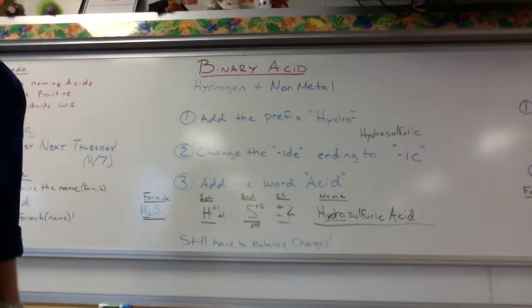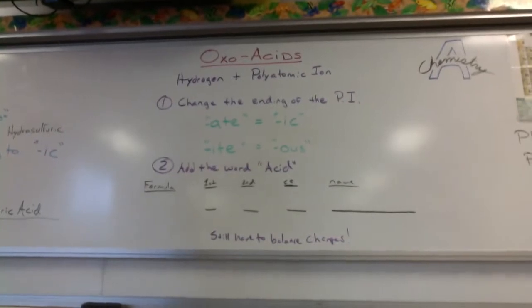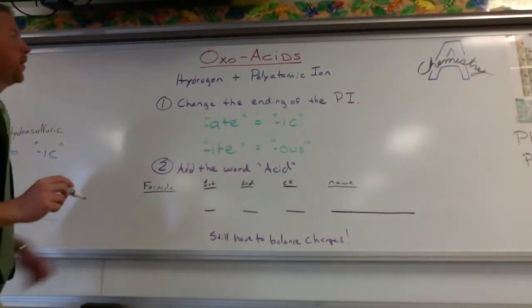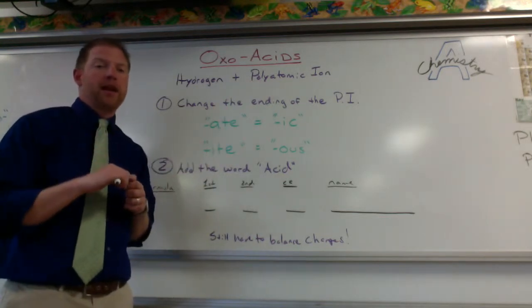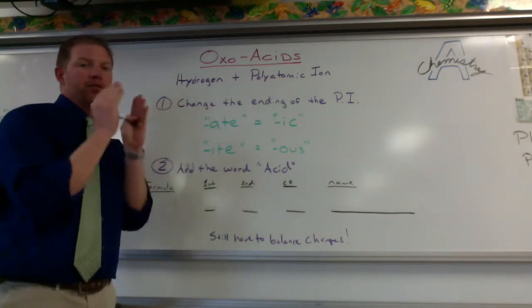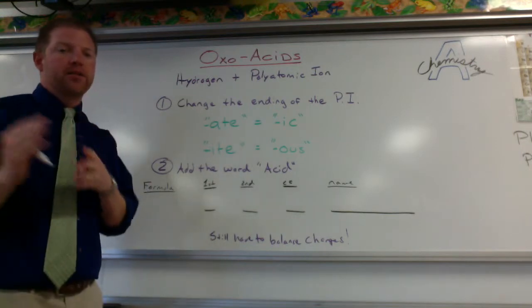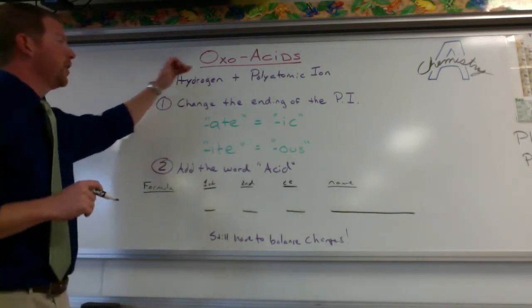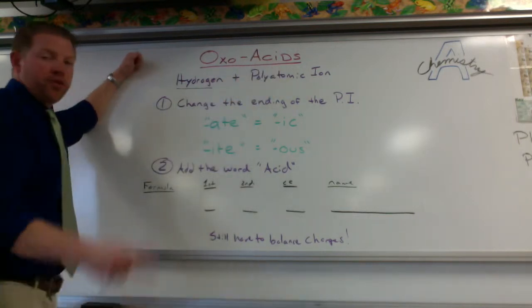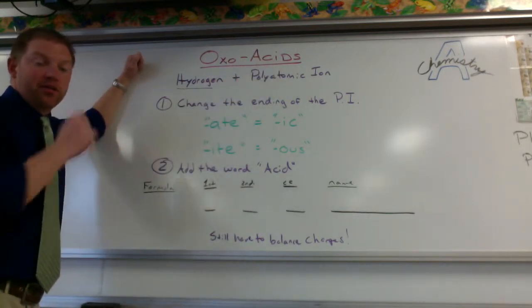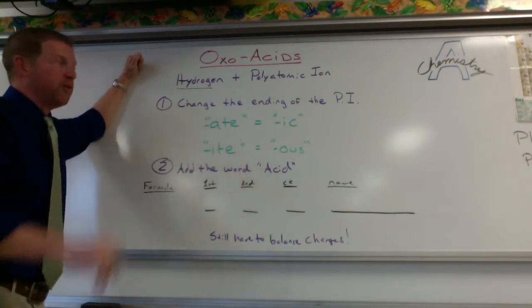The second group are known as oxo-acids. And that's when it's a hydrogen and then a polyatomic ion. So there's more than 2 elements in an oxo-acid. It'll be like hydrogen, sulfur, and oxygen, or hydrogen, chlorine, and oxygen, something like that. So it's a hydrogen and a polyatomic ion. Hydrogen still comes first because it's still an acid. There's only 2 rules to naming oxo-acids. They're actually a little bit easier because I don't need the hydro at the beginning.